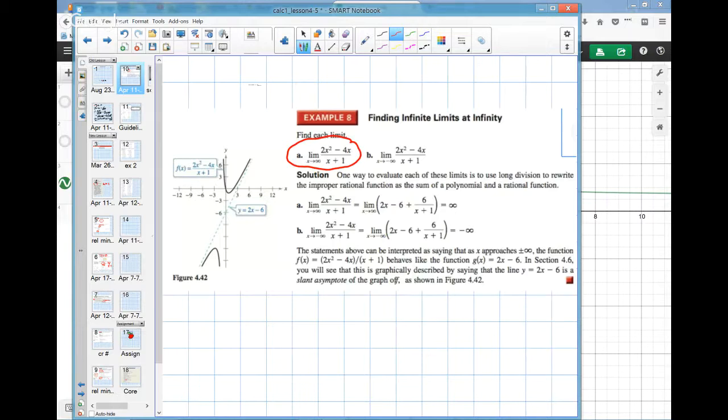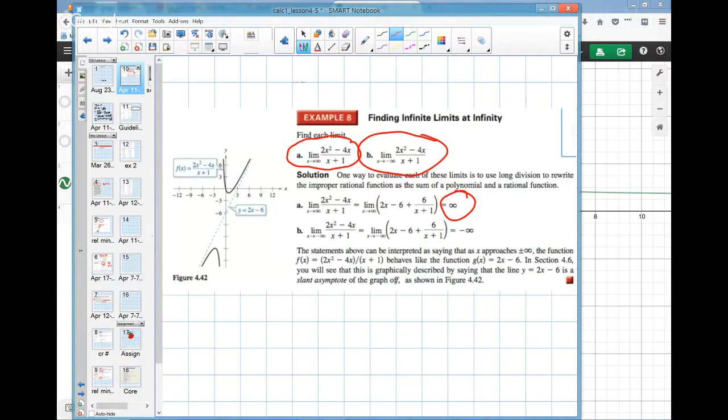Well, notice the power on the top is higher. All right, so what does that mean? The limit's going to go to infinity. Sure enough, you look down here. Okay, answer to A.